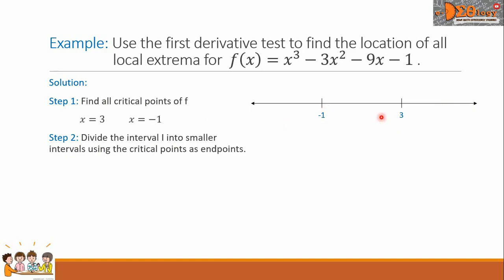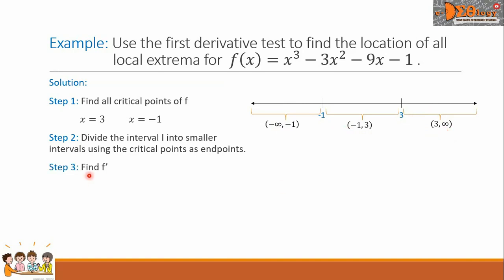We can see that our number line here is divided into 3 sub-intervals. The first interval is here, and we name this as from -∞ to -1. Next interval is from -1 to +3. And the other interval here is from +3 up to +∞.